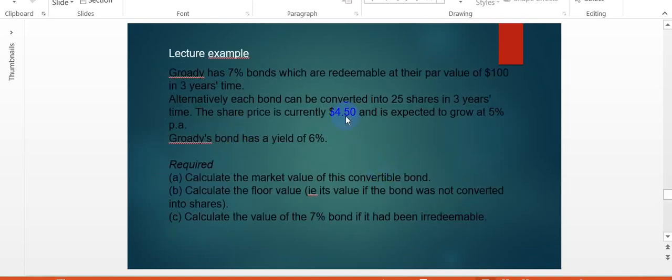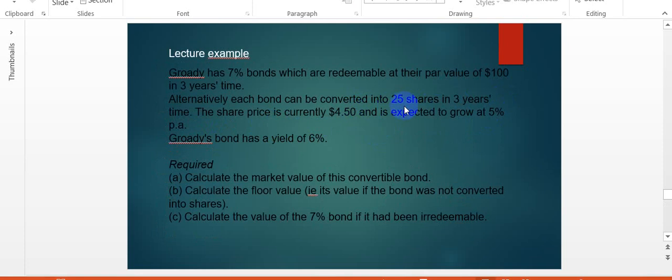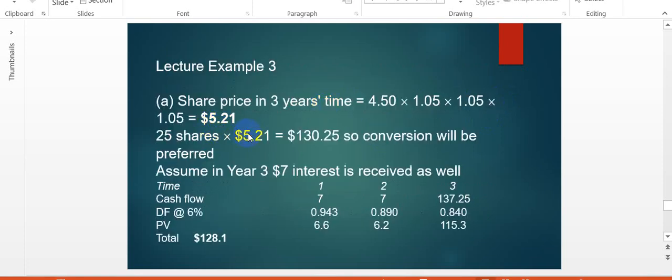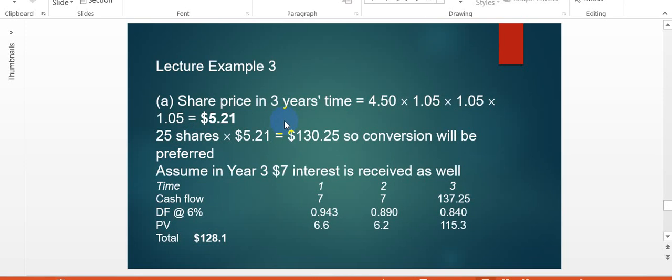The current share price is $4.50 and it's expected to grow at 5% per annum. The bond will be redeemable in 3 years' time, so we grow the $4.50 by the 5% growth for 3 years to give us the share price in 3 years' time of 5.21. To be converted into 25 shares, so 25 shares times 5.21 gives us a conversion value of 130.25. Since the conversion value is higher than the redemption value, which is given as 100, the par value, the holders would prefer to convert, since it's more beneficial if conversion was to take place.